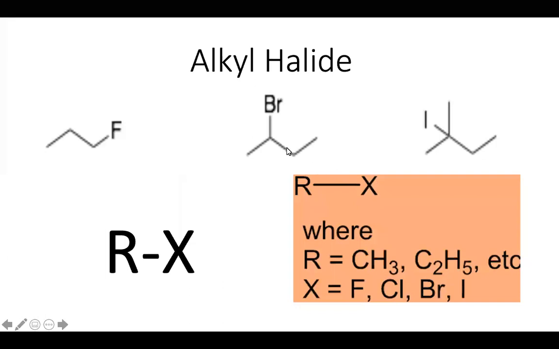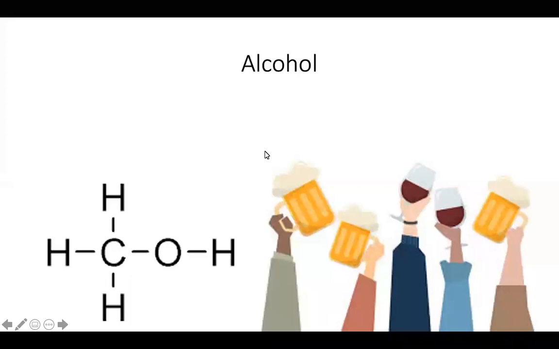And next we have alkyl halides, which we usually describe as RX. R is for the alkyl group and X is for the halide group. X can come from any of the halogens, like F, Cl, Br, and iodine. And we have alcohol. What's so special about alcohol is that the C is bonded to the hydroxyl group.